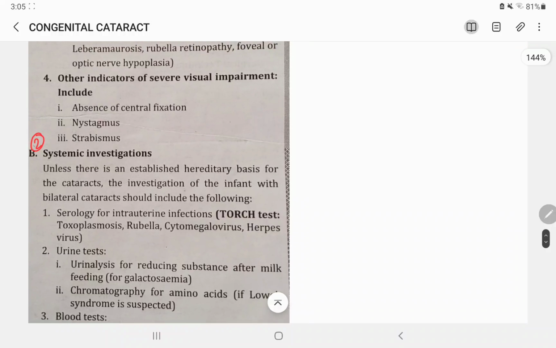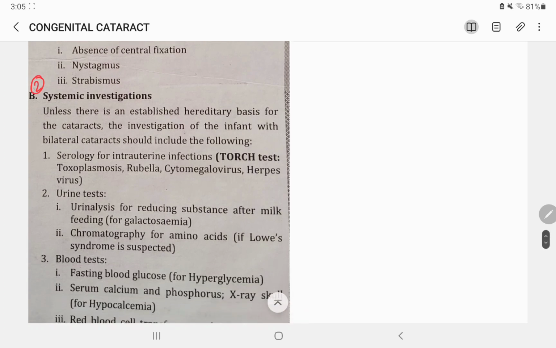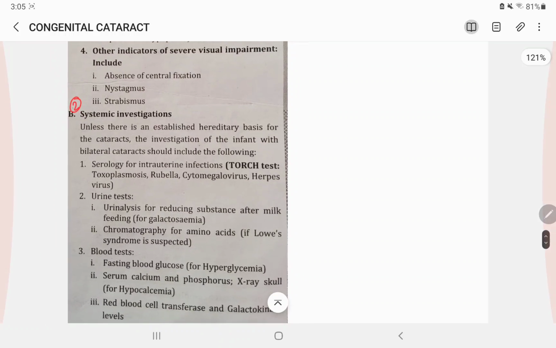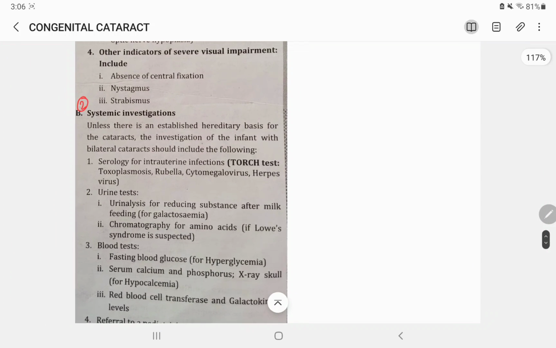And other indicators of severe visual impairment: absence of central fixation, meaning the child can't fixate the eye centrally, and nystagmus and strabismus. So that is the ocular examination. Now we have to move on to the systemic examination.